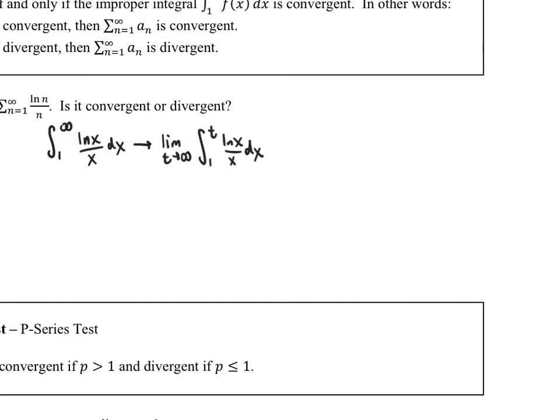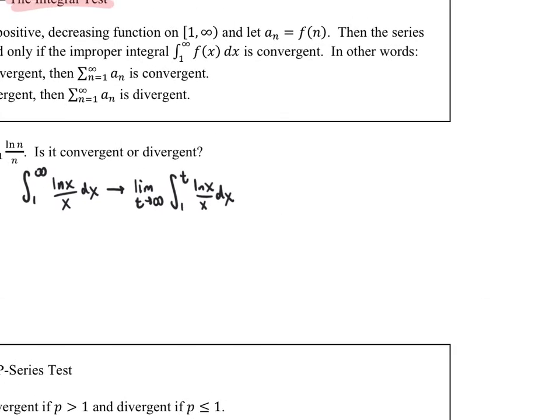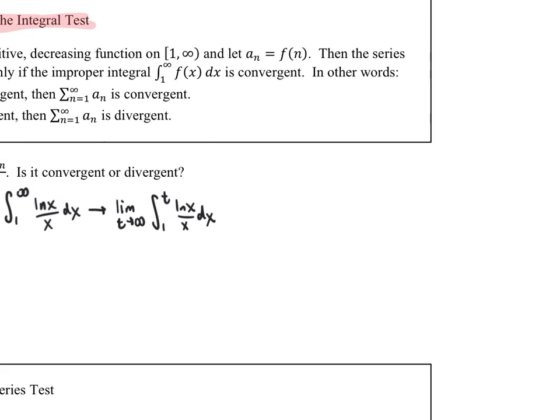Now, off to the side here, I'm going to perform a u-substitution in order to get our antiderivative. I'm going to look at just the integral of the natural log of x over x dx, and I'm going to let u equal the natural log of x. du is 1 over x dx. So our integral, in terms of u, is going to be u du, which is equal to 1/2 u squared.